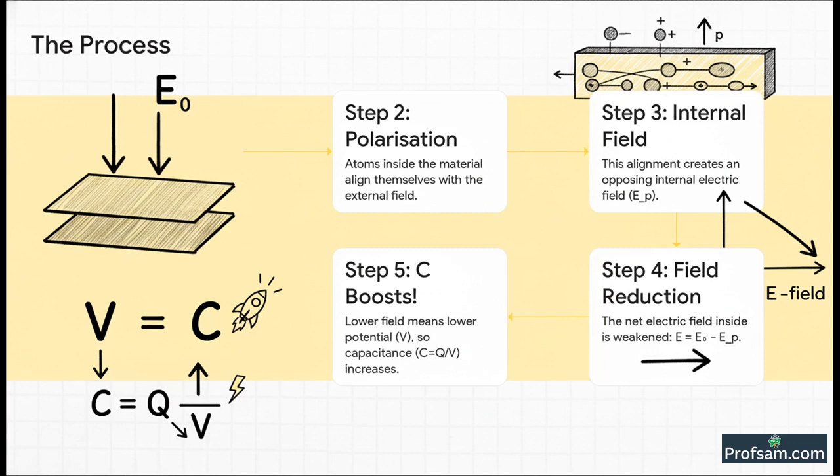And as we know, a weaker electric field means a lower potential difference, V. Now think about our main formula, C equals Q by V. If V, in the denominator, goes down, then C, the capacitance, must go up. And that, my friends, is the real physics behind the magic.